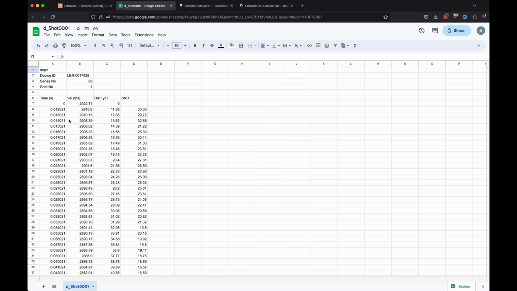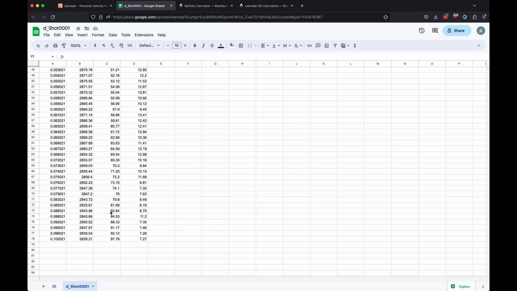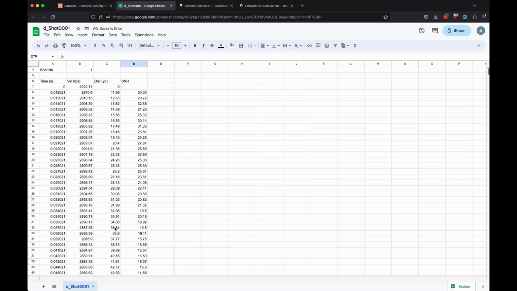So this is the data for a single shot, and it's got the time of flight here, it's got your velocity here, and velocity at different ranges, and the distances are here. And so this track goes out to 97 yards. Didn't make it all the way to 100. I'm just going to add that in there.